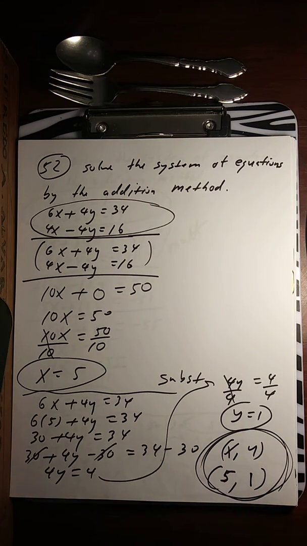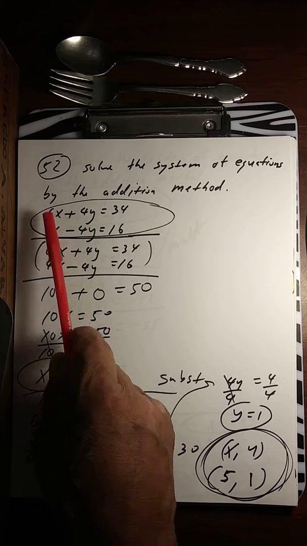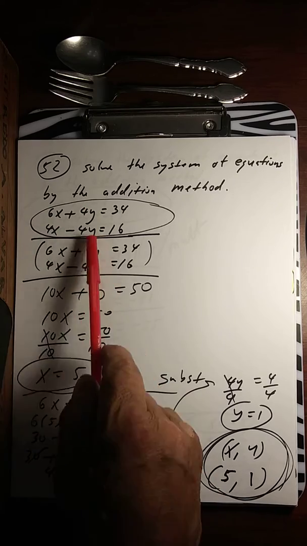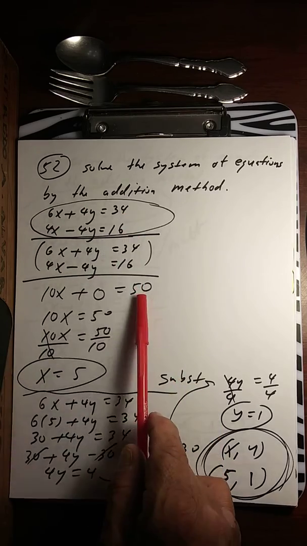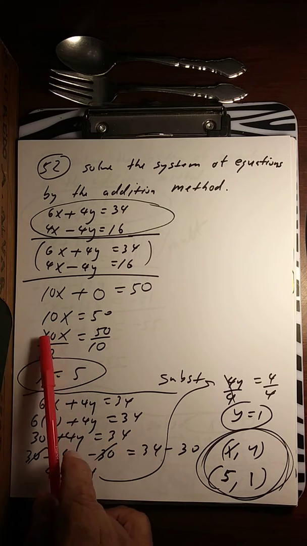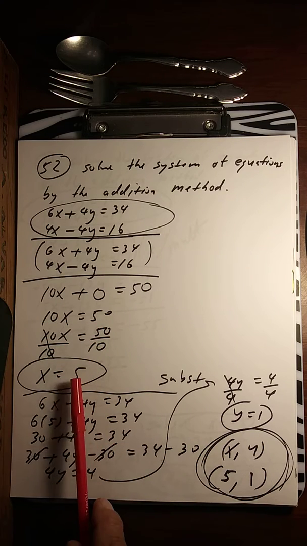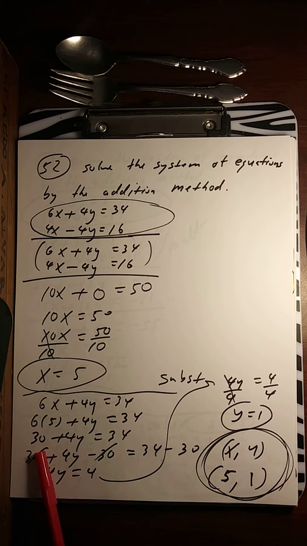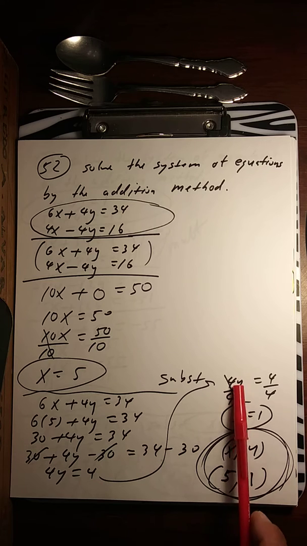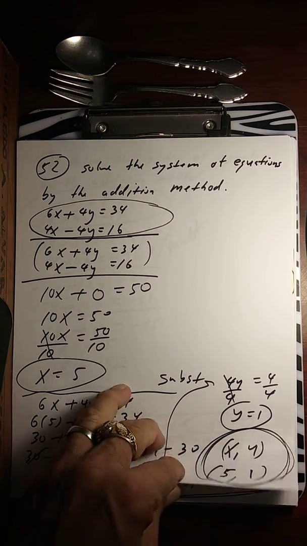Solve the system of equations by addition. So we're just going to add straight down. This and this is 10x, this and this is 0, and that one is 50. 10x is 50, divide by 10, x is 5. So now put this back in the other one. 6 times 5, 30. Minus 30, minus 30, so 4y equals 4. Divide by 4, y equals 1. So x is 5, y is 1.